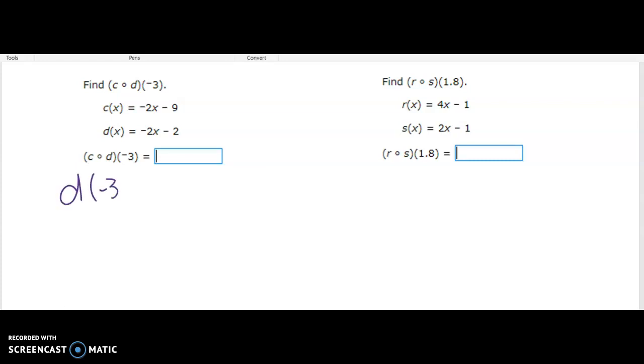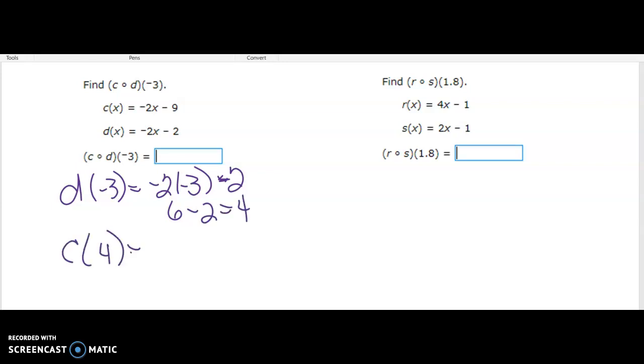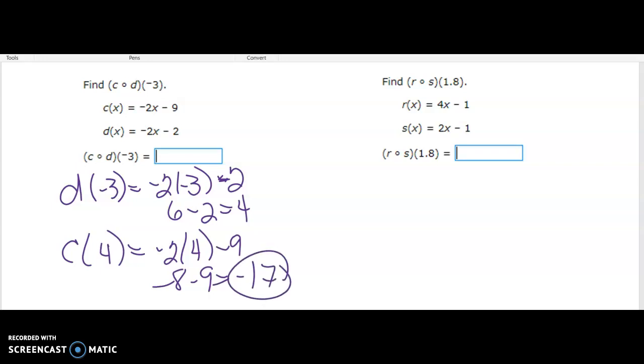D of negative 3. Negative 2 times negative 3 minus 2. 6 minus 2 is 4. So C of 4 equals negative 2 times 4 minus 9. Negative 8 minus 9 is negative 17.